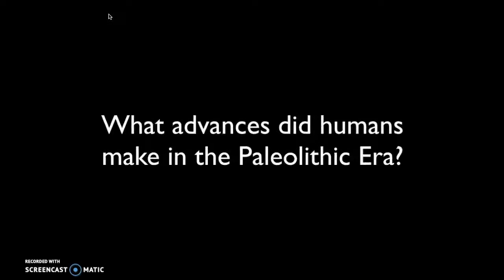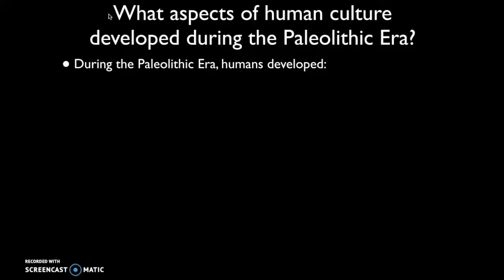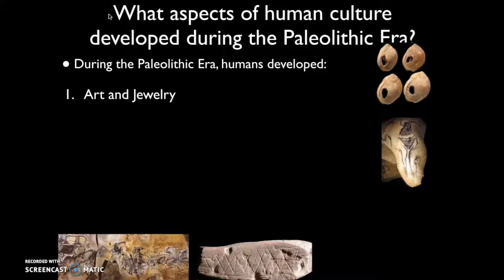Now, turning to the next big question, what advances did humans make in the Paleolithic era? So during the Paleolithic era, humans developed a number of important advancements. First, they developed the capacity to create art or jewelry. They engaged in symbolic communication. So we see this with seashells with certain holes, which depicts jewelry, which would have been created potentially to show variations in social standing and social status.